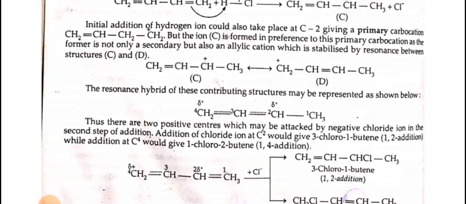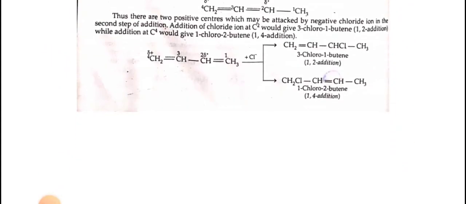Thus, there are two positive centers which may be attacked by the negative chloride ion in the second step of addition. Addition of chloride ion at C2 would give 3-chloro-1-butene, that is 1,2 addition, while addition at C4 would give 1-chloro-2-butene, that is 1,4 addition.